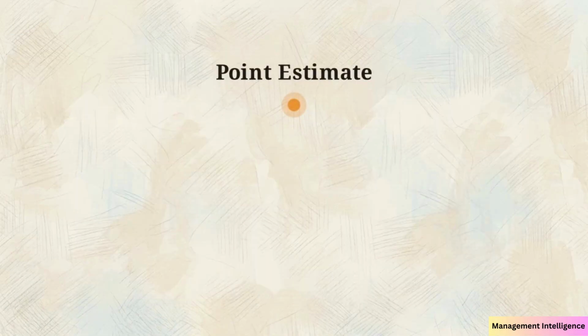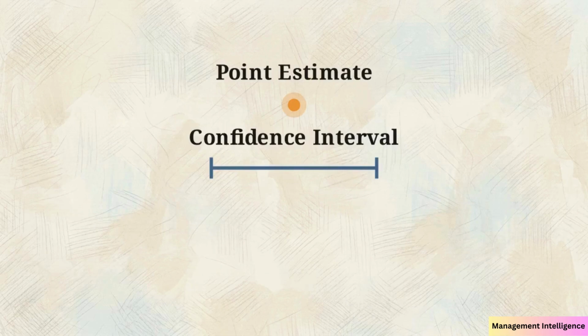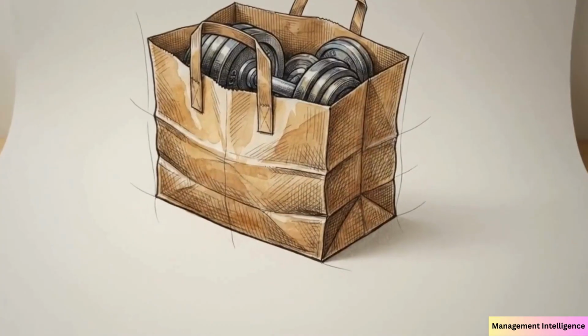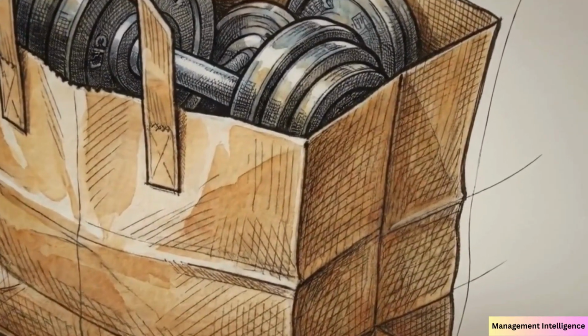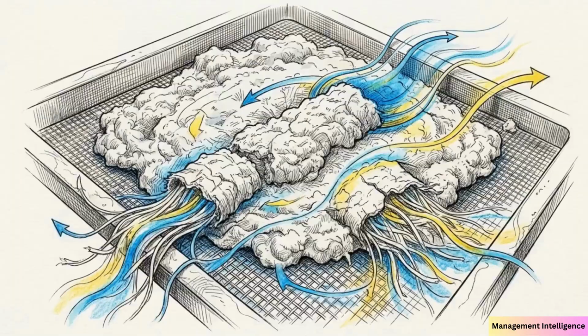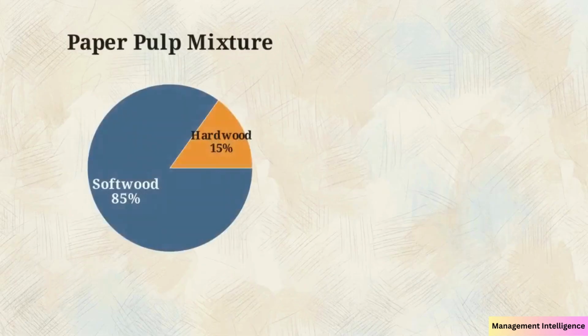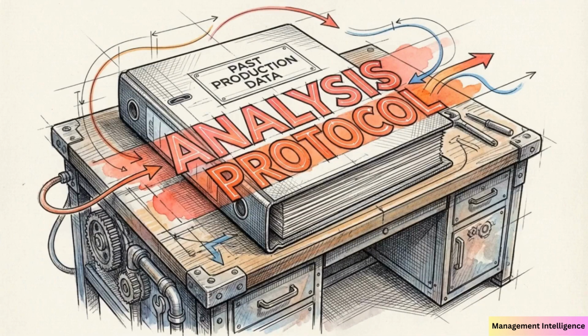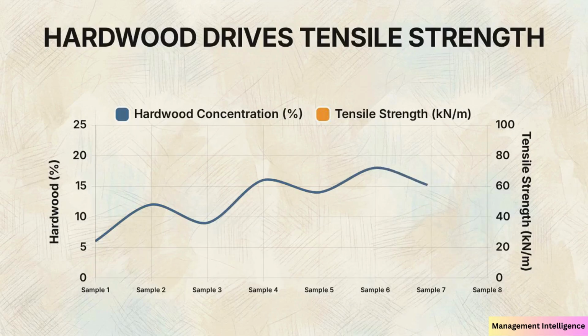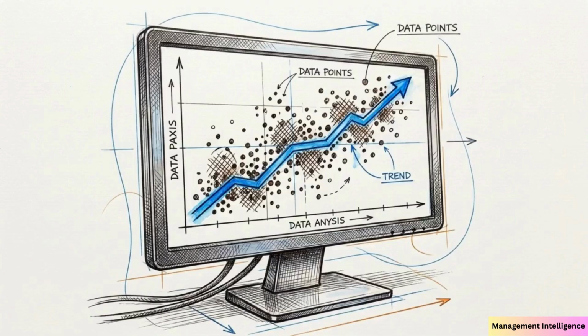By stepping from a simple point estimate through these three expanding intervals, an engineer stops guessing about the present and starts actively predicting the future limits of a physical product. For Sarah's grocery bags, the specific physical variable under investigation is the hardwood concentration in the paper pulp used on the line. She applies hypothesis testing to the historical run logs. This lets her statistically prove that a change in hardwood levels directly causes a change in tensile strength, successfully separating a true signal from random manufacturing noise.